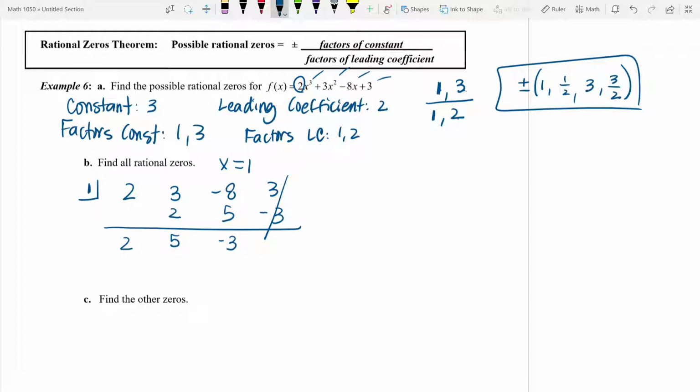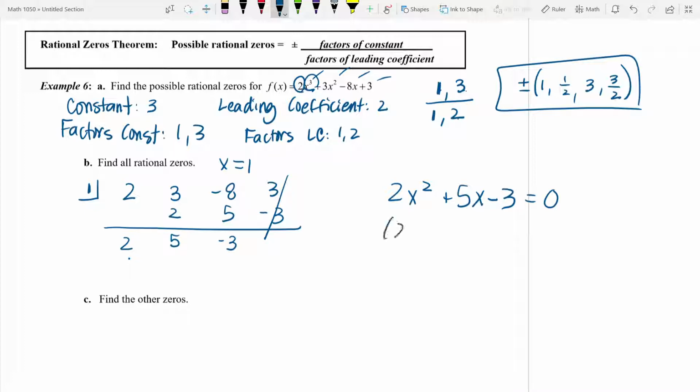Okay, this is a 3, so this guy is a 2. So everybody write 2x squared plus 5x minus 3. Now they're looking for zeros. If they're looking for zeros, you have to set it equal to 0. They're looking for solutions, okay?